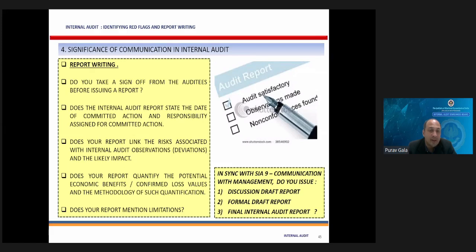Does your report state the date of committed action and the responsibility assigned for it? Does it link the risks with the audit observations and likely impact? Does your report quantify potential economic benefits and confirmed loss? Does your report mention limitations? Do you issue a discussion draft report? This is what our insurance standard says. Am I issuing a discussion draft? Am I issuing a formal draft? Am I issuing a final audit report?